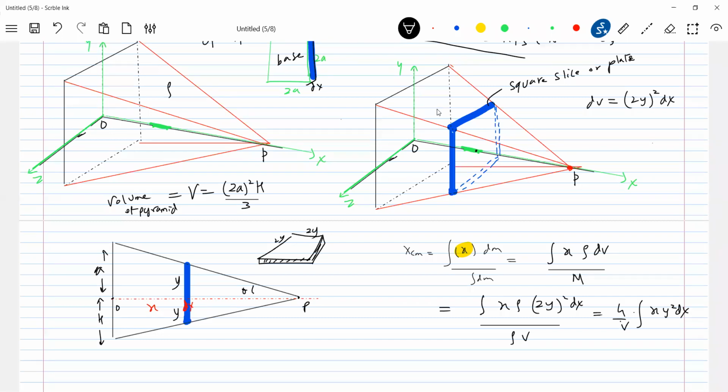We don't know x and y some relationship. That OP is what, h, no? OP is what, h. Look at the triangle. Anything, can you bring it?